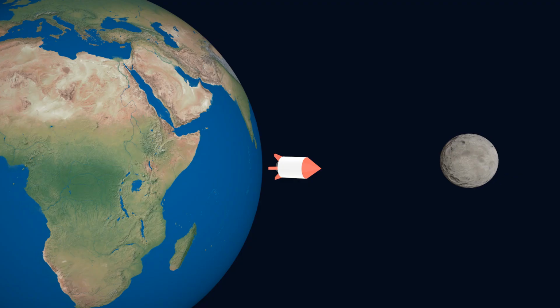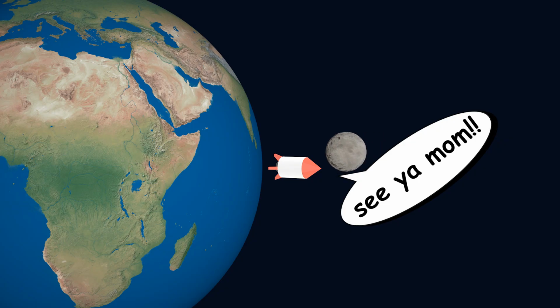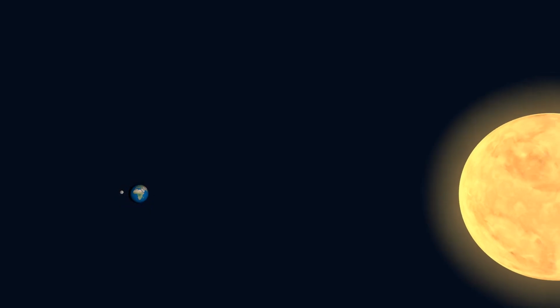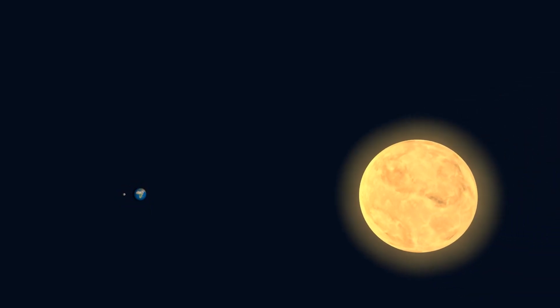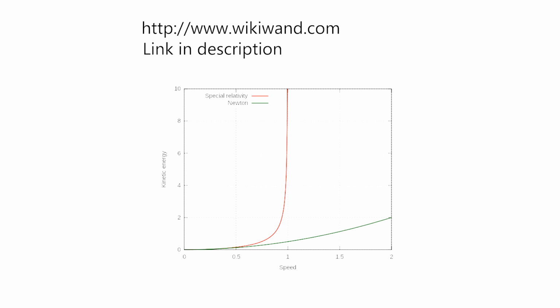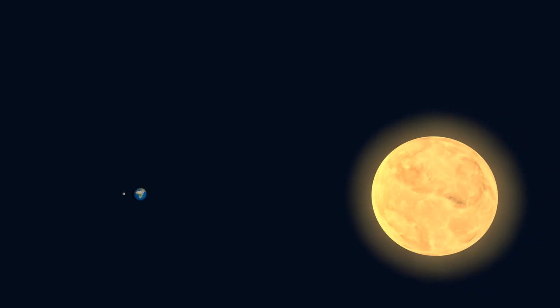Now to the sad part. Let's send you on a rocket ride on a near speed of light spaceship. So let's go. What happens? Well, apart from using near infinite energy to reach this speed, as this graph shows, the kinetic energy explodes at these speeds. Anyways, back to our journey.